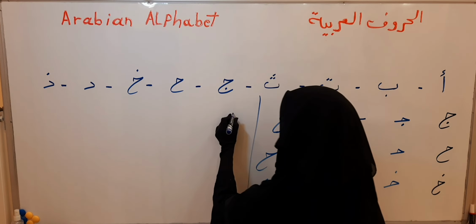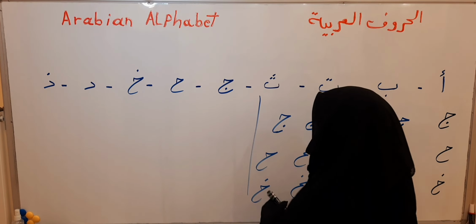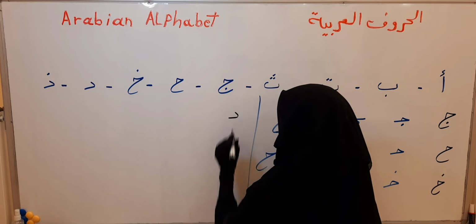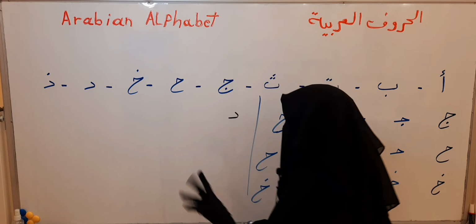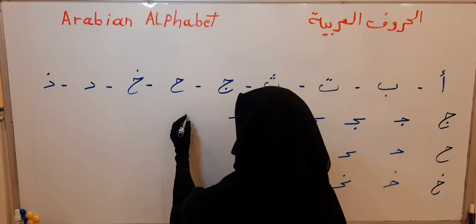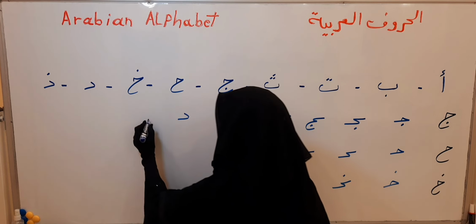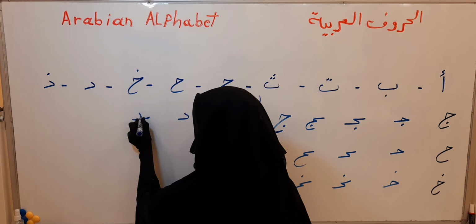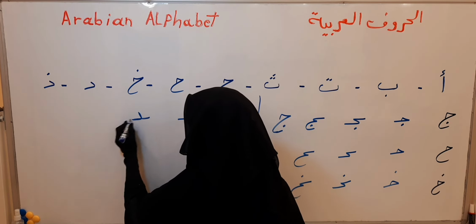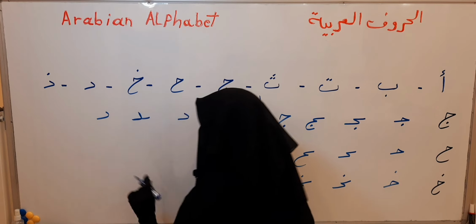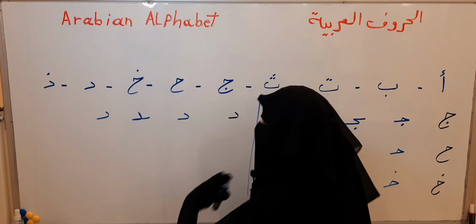Let's say dal. Dal has two shapes. Dal in the first of the word. Dal in the middle of the word. Dal in the last of the word, always coming separately, always.